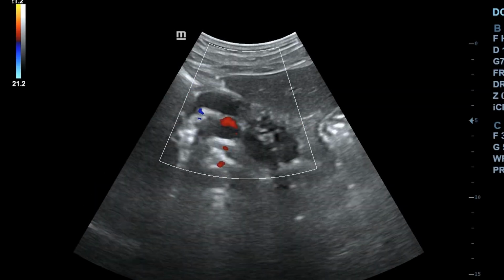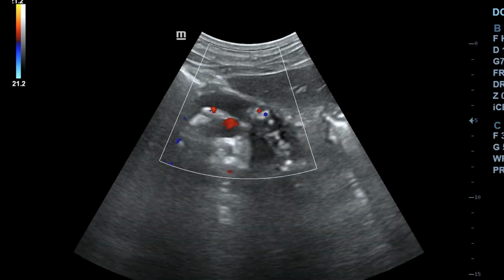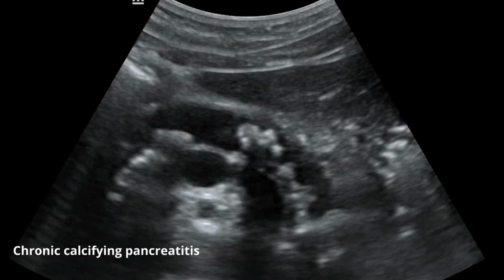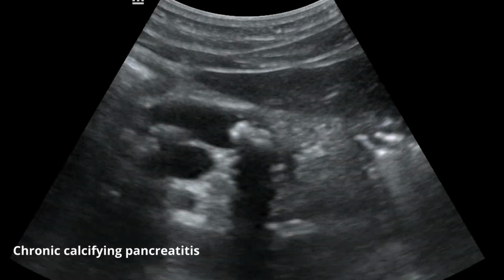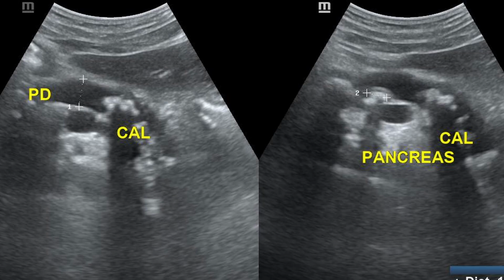Here color Doppler shows the surrounding vascularity of the pancreas. So, this is a case of chronic calcifying pancreatitis.